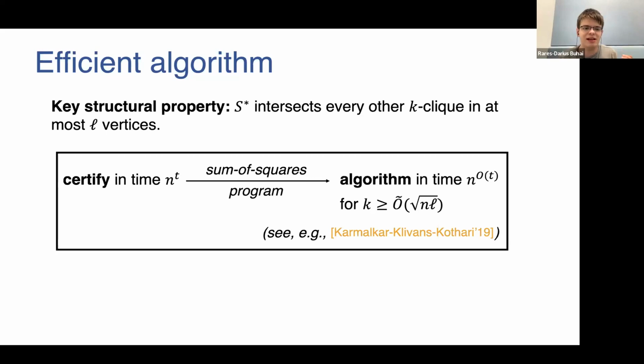The big thing here is kind of that, if you have a certificate of a property that guarantees small intersection, then you can also get an algorithm that runs in the same time that it takes you to certify, basically.